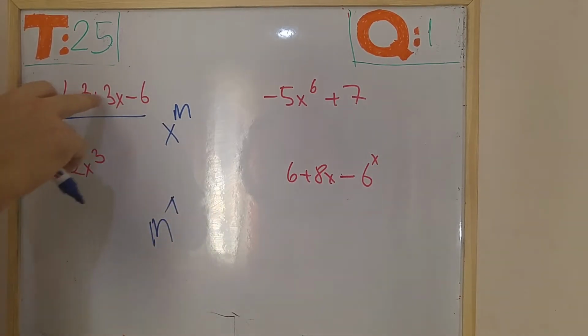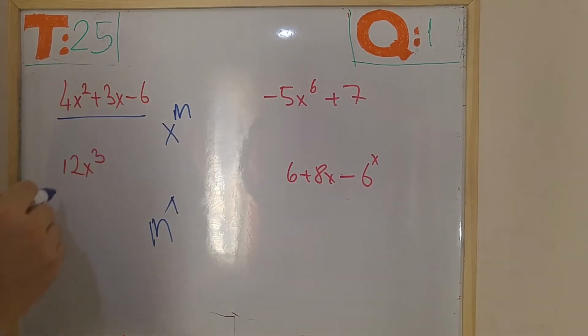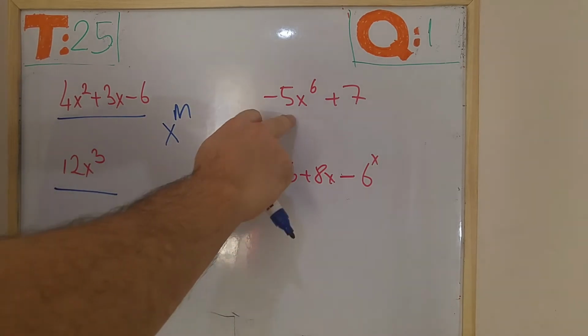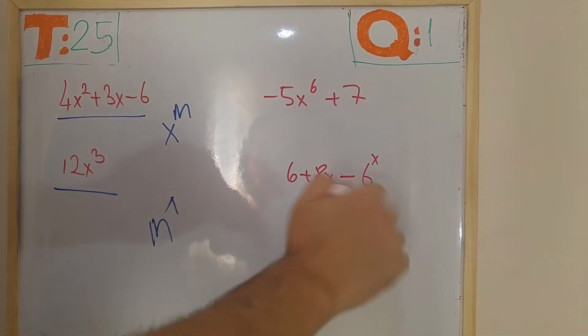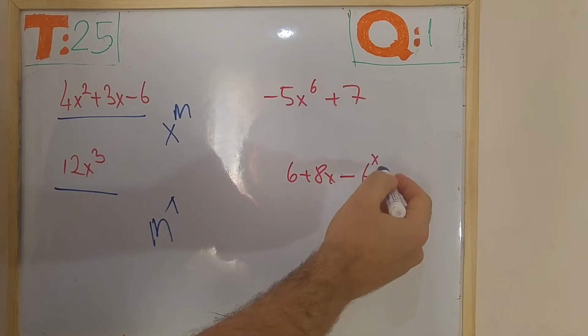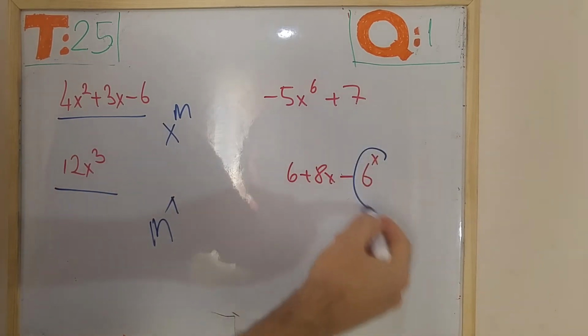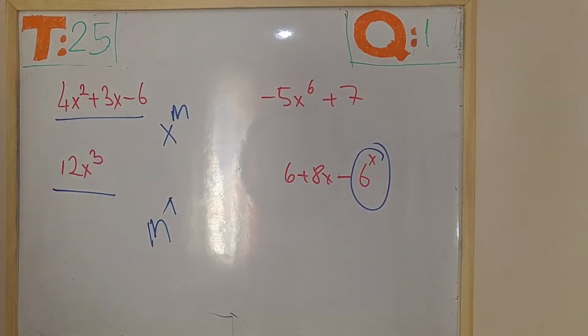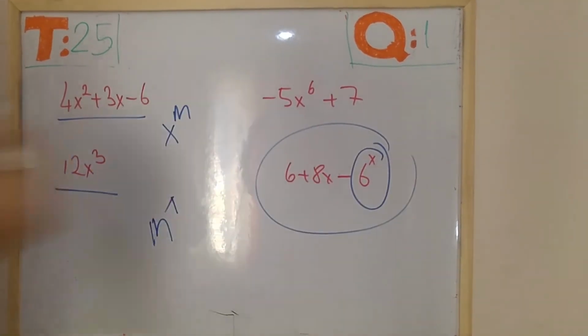I have degree 2, degree 1, degree 0. This is also a polynomial, degree 3. This is also a polynomial, degree 6. But this is not a polynomial because 6 to the x is not an element of a polynomial. That's why the right answer is D.